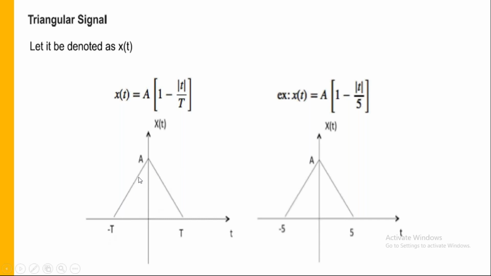Just see, here we have 2 points, right? Here what are the coordinates at this place? The coordinates at this place is minus T comma 0.